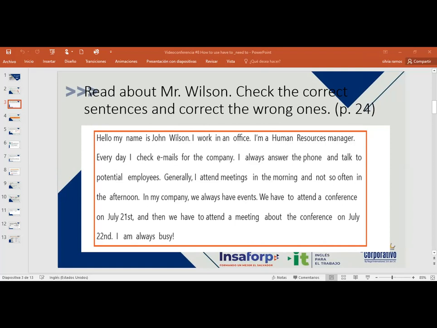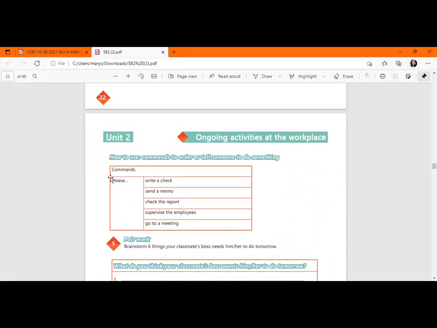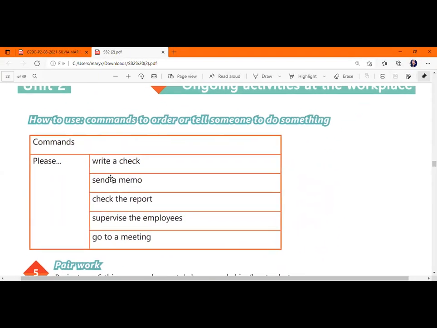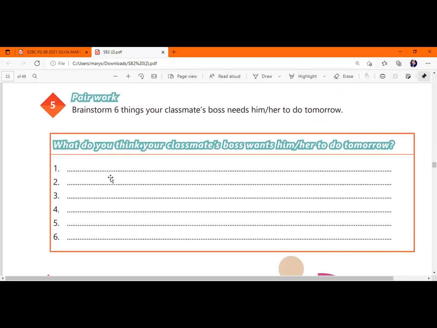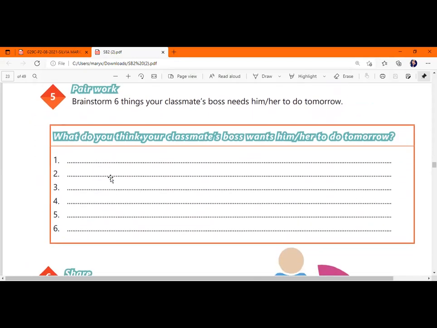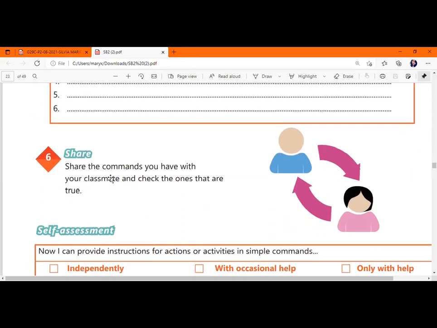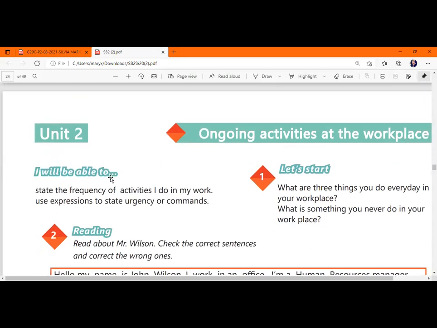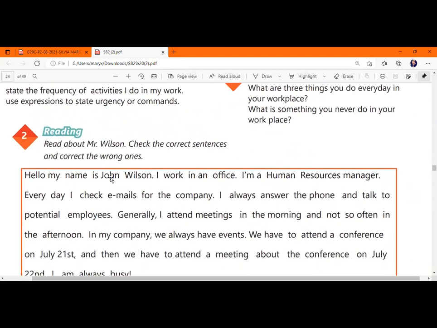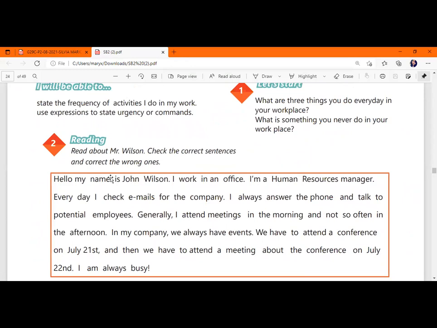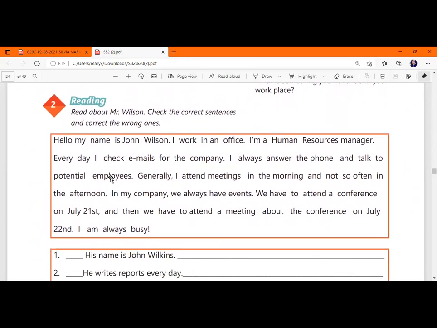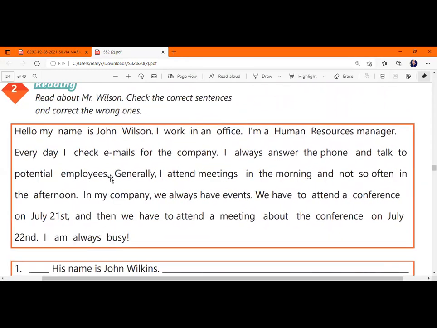Okay. Let me show you. So, we are in the book, right? We are on page 24, right? Yesterday we practiced with the commands here, right? And we did some things that we think our boss would tell us to do, right? ¿Qué cosa nos diría nuestro jefe que hiciéramos? So right now we're going to read about Mr. Wilson, right? And we're going to correct the sentences, right?